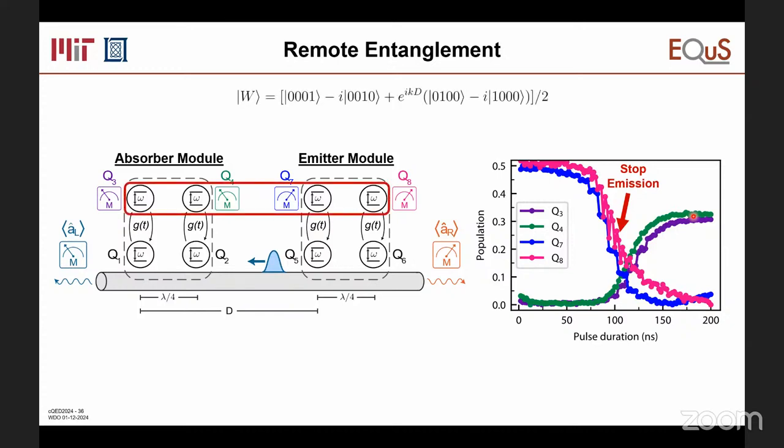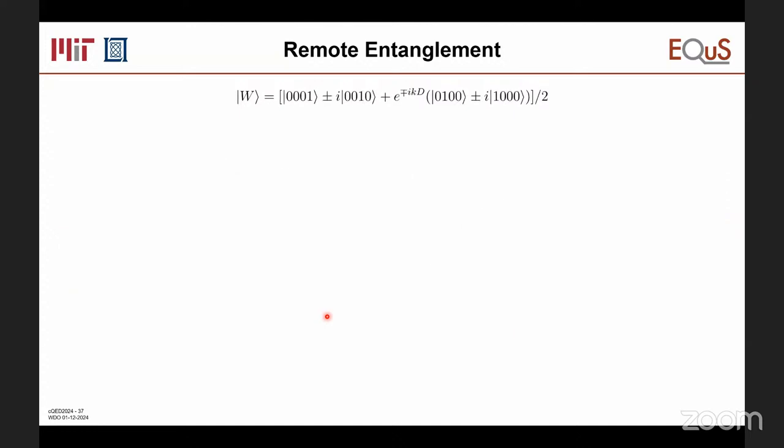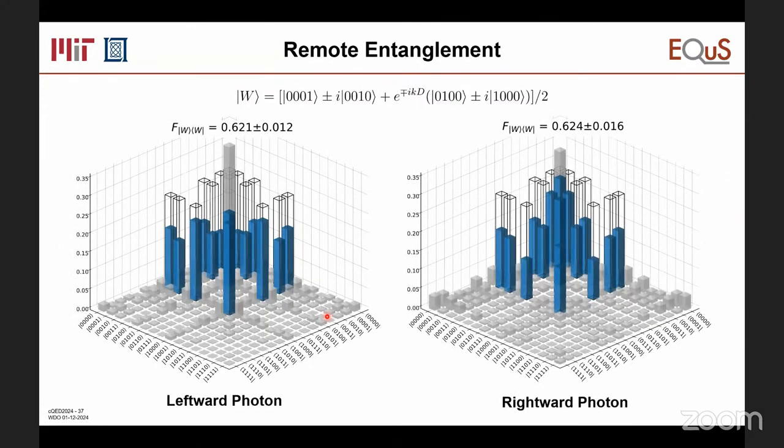And so we're entangling 4 qubits, looks like a W state, where the photon could be in any one of those 4 qubits. And there is a relative phase here related to the separation. When we do tomography on that, we find it's about 62%. So again, we're demonstrating that we have remote entanglement between these two modules. And that's basically where we are today. We're starting to write this up, in parallel with now measuring the chip that's got both the emitter and absorber on the same chip.